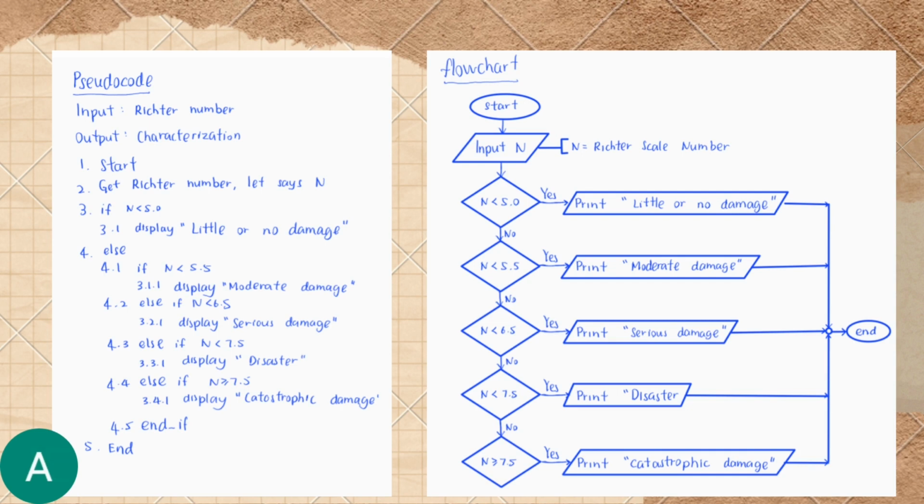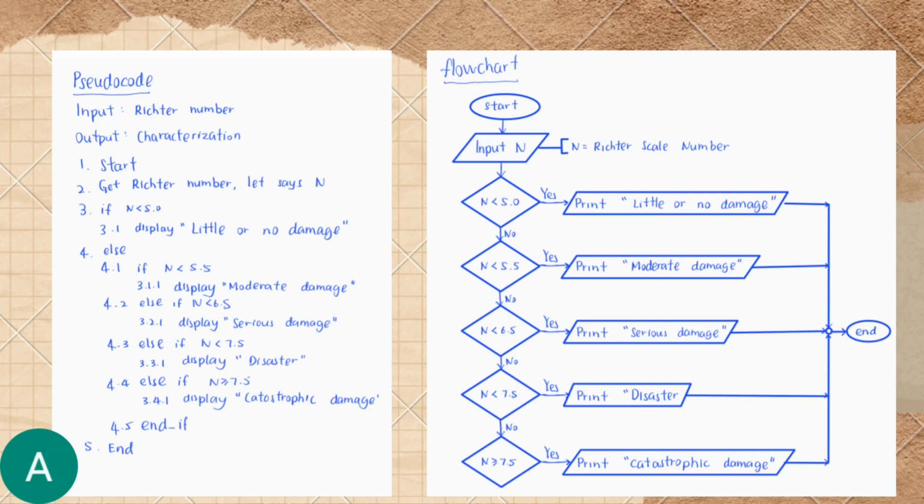Now starting off with the flowchart again, as I stated before, we have 5 conditions. But first, we need to start off from the basics, which is the starting process and getting the input. Now reaching the conditions, if n is smaller than 5.0 or not. If it is, then print little or no damage.